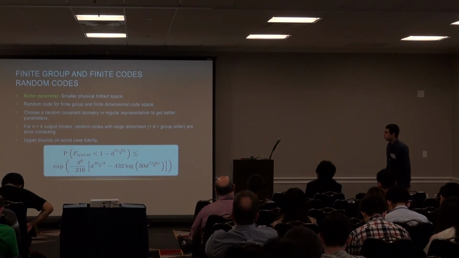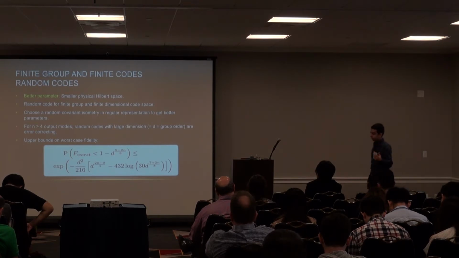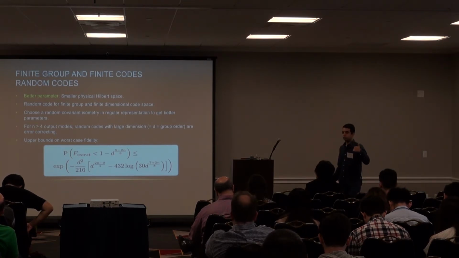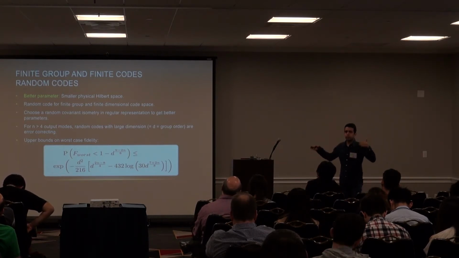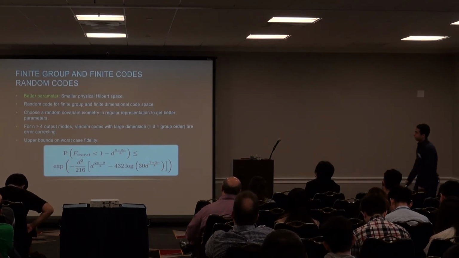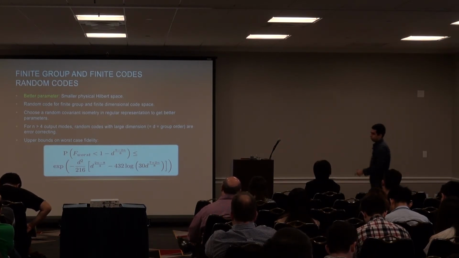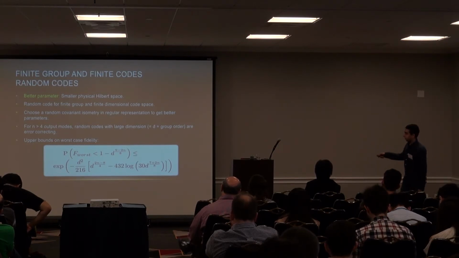And what I do is I choose random codes. So I look at the set of isometries that map one mode to n modes, one qubit to n qubits, and the finite group acts by a regular representation on each one of these qubits. And then I choose a totally random isometry in the space of these covariant codes.